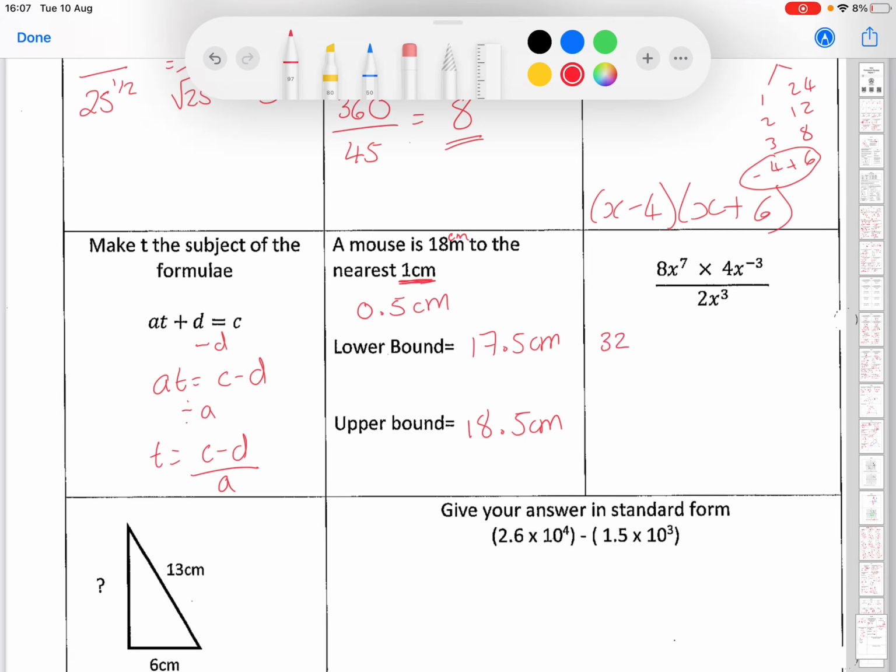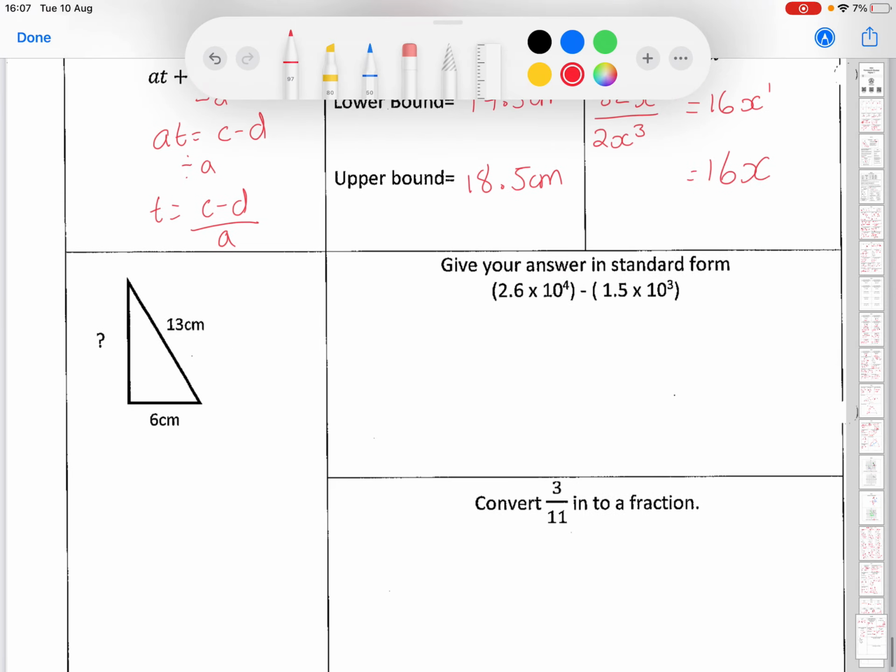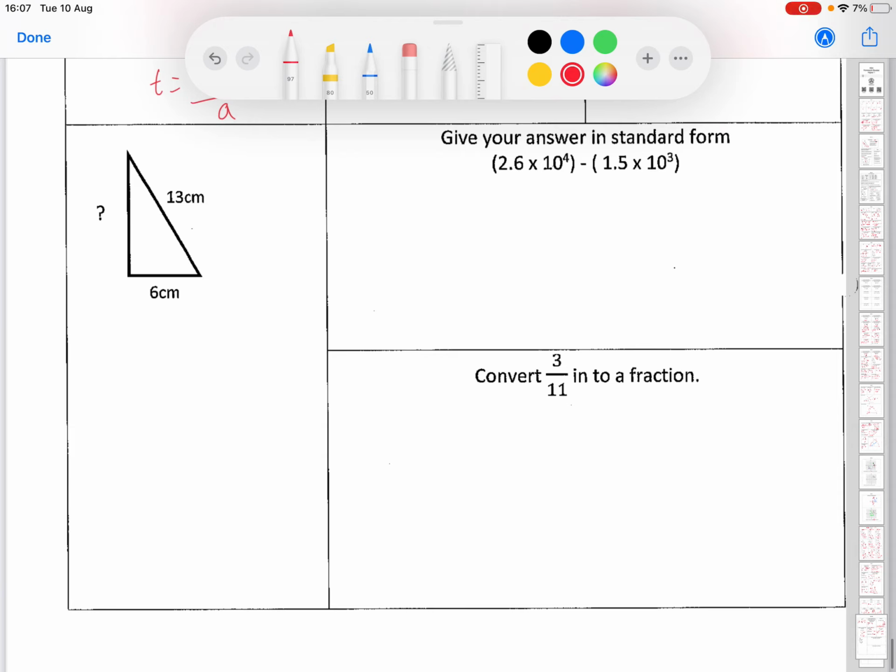Next one, we've got a bit of indices. So we're going to do 8 times 4. That's going to be 32. Then x to the power 7 times x to the minus 3. We're going to add those powers. So 7 add minus 3, that's 7 take away 3, which is 4. Over 2 x to the power 3. Don't forget that means divide. So 32 divided by 2 is going to be 16. And x to the power 4 divided by x to the power 1, we subtract them. So that'd be x to the power 1. We don't generally write it. So it's just 16x, we don't normally write a 1.